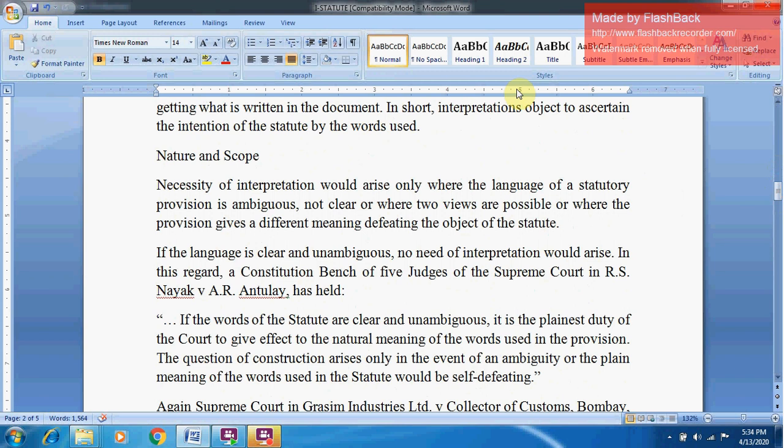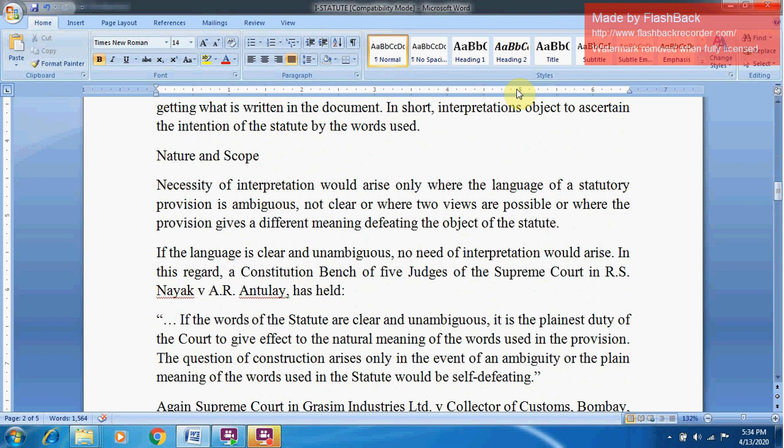The necessity of interpretation would arise only where the language of the statutory provisions is ambiguous, not clear, or where two views are possible, or where the provision gives a different meaning, defeating the object of the statute. If the language is clear and unambiguous, no need of interpretation would arise.